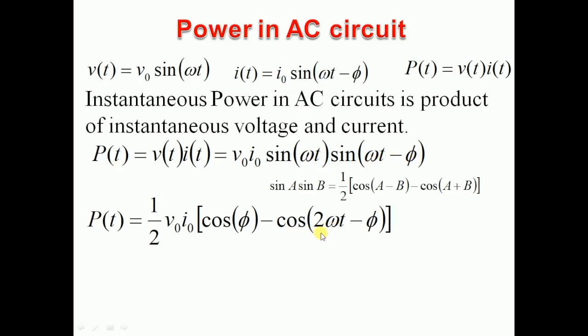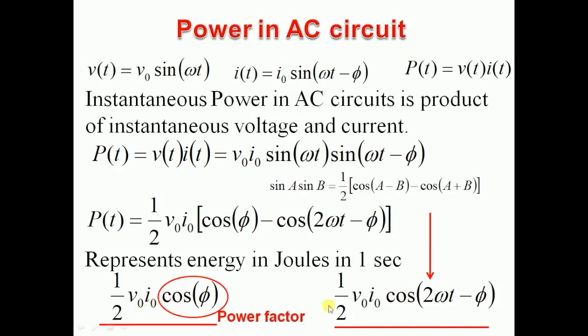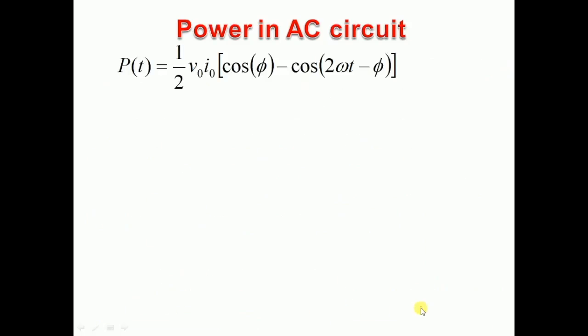So earlier I was referring to the power, considering frequency double the frequency of voltage or current. So this term is appearing here, and there are 2 parts. One part is static, which doesn't depend upon time, and another part is time dependent with a cosinusoidal function. Now the above equation represents energy in joules in 1 second. Here 1 by 2 V0 I0 cos of phi is called the power factor, and this is the time independent part.